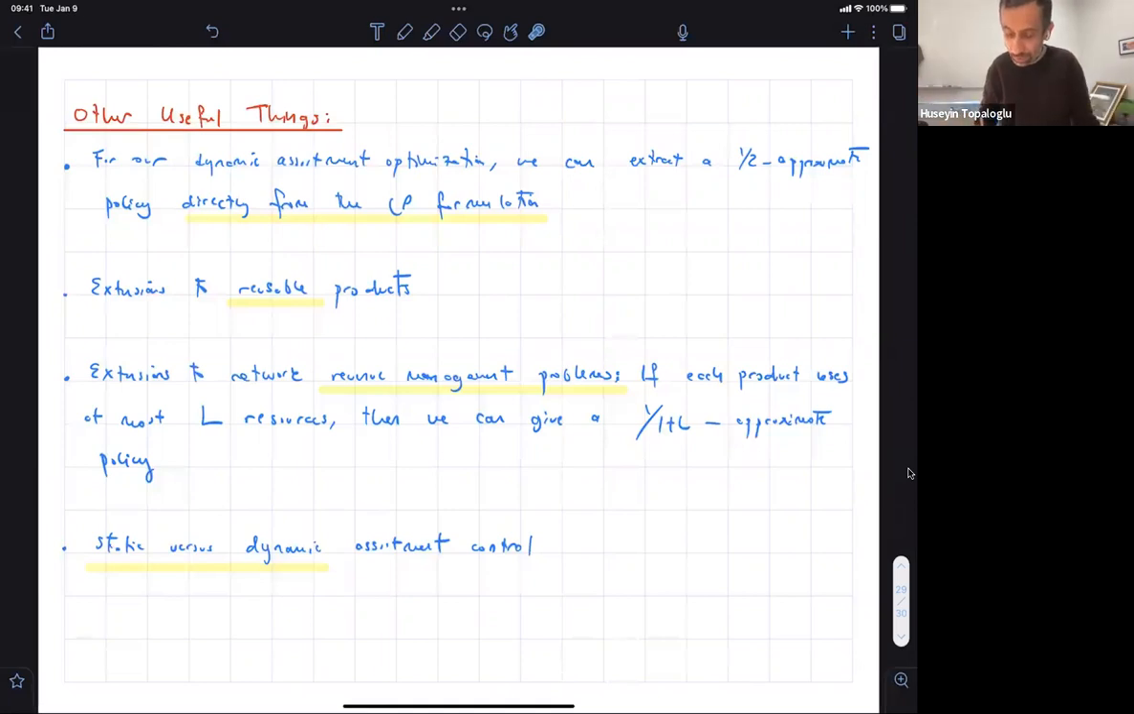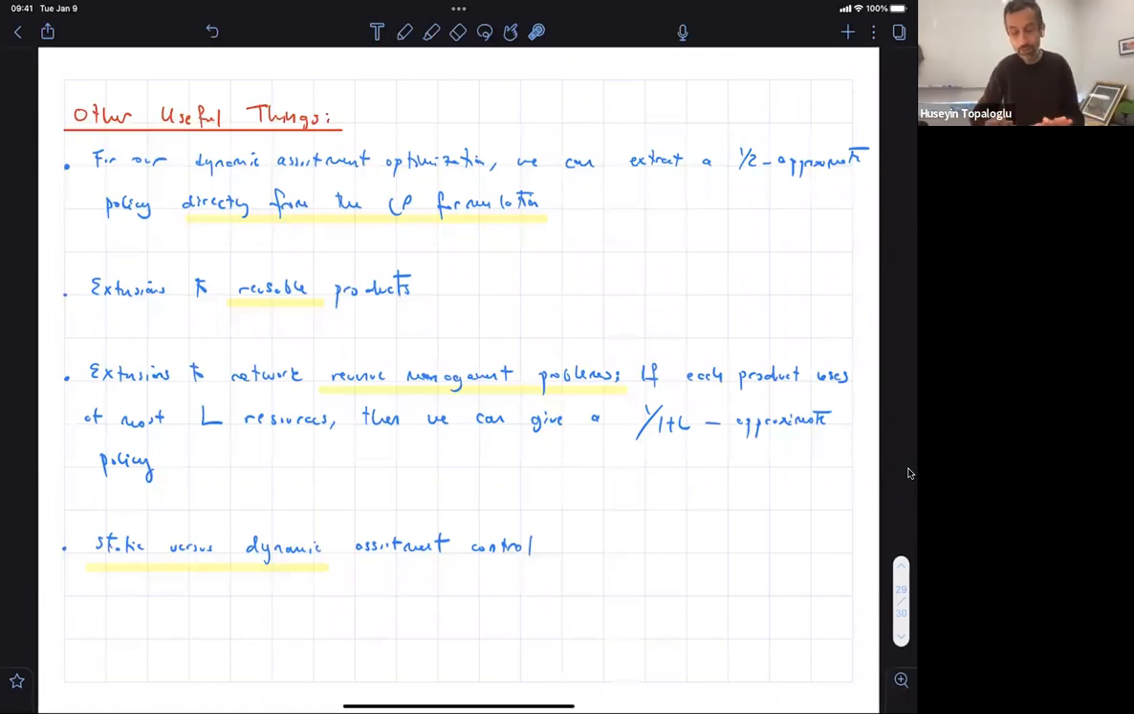Now we can prove that if each product uses at most L resources, then we can give you a 1/(1+L) approximate policy. In our problem, each product exactly used one resource, which is the inventory of itself. So L was 1, we got a half approximate policy, but we can extend these results to the case where each product uses at most L resources. In that case, we can give you a 1/(1+L) approximate policy. So these ideas generalize to network revenue management problems.